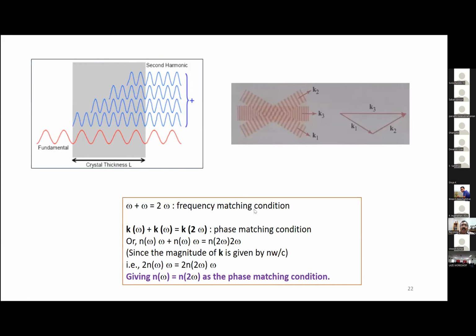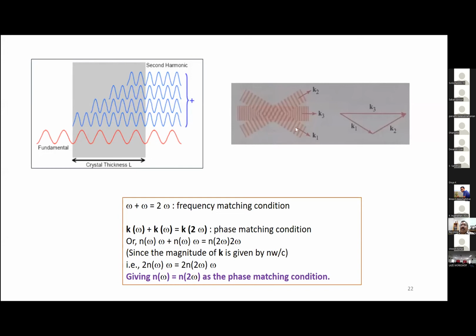We have two conditions. One is the frequency matching condition. So that is very simple. Omega plus omega is 2 omega, which is automatically matched here in most cases. The second case is the phase matching condition, where we write the propagation vectors k omega plus k omega is equal to k2 omega. So what it means is like k1, k2.